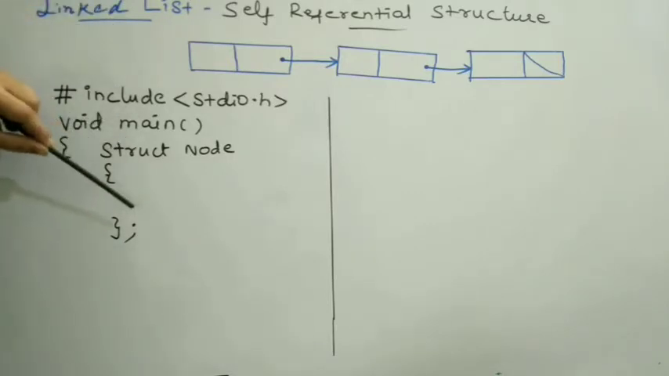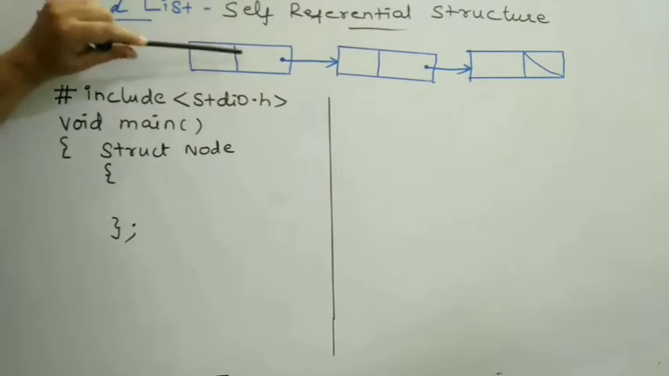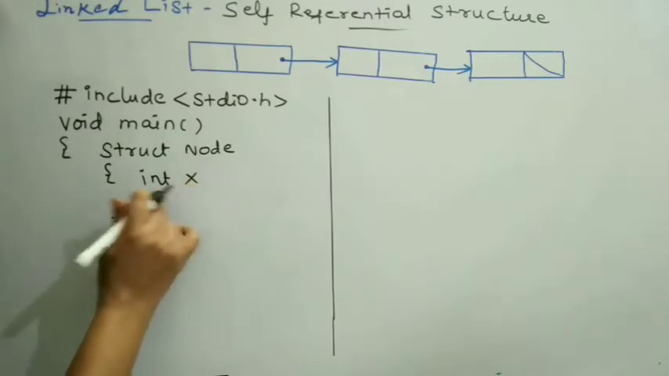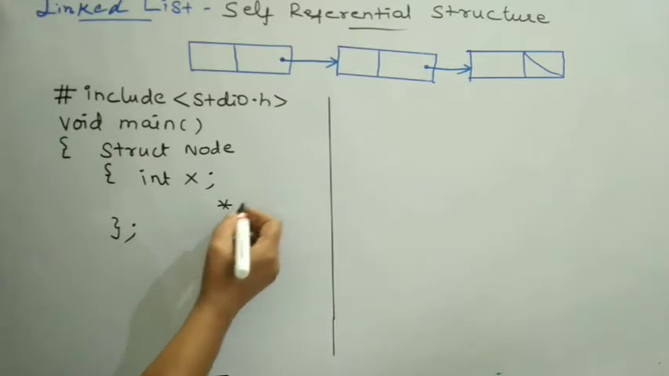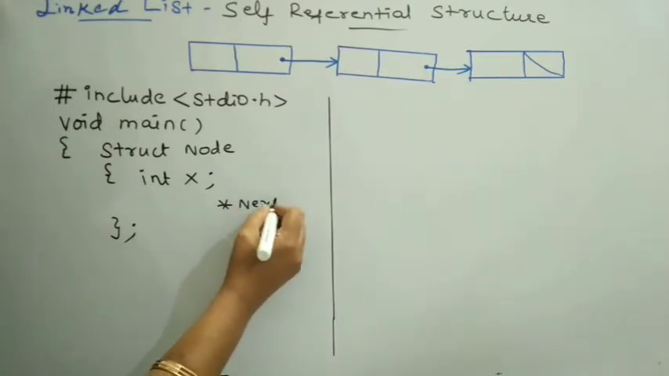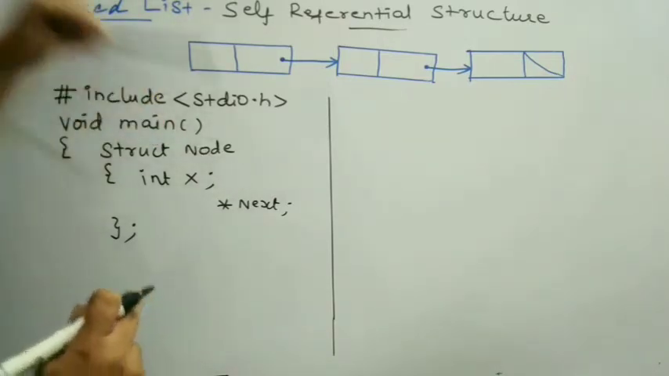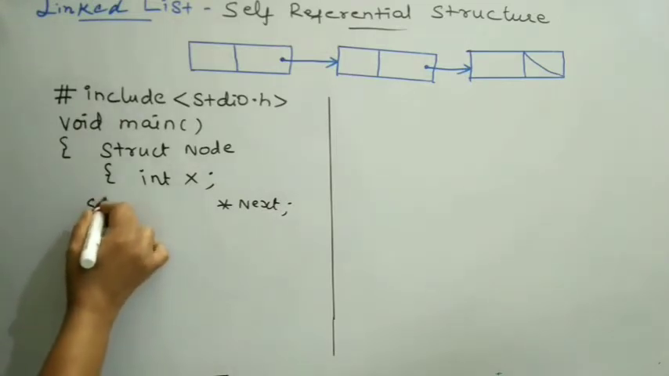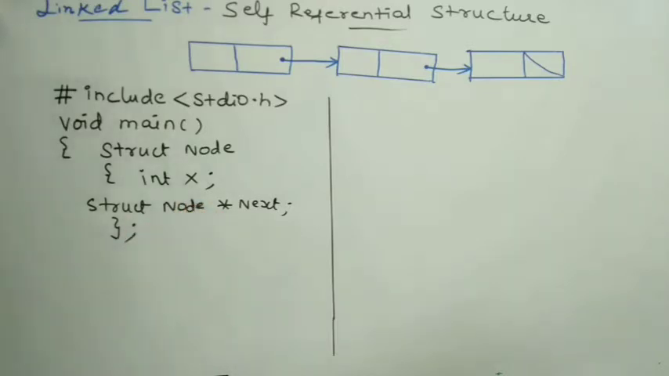In the curly braces, we need to include the data members. The node contains an integer value and a pointer. So I am defining a data member x, which is an integer data value, and then a pointer. The name of my pointer is next. The star specifies that next is a pointer variable. What is next pointing to? It is going to point to the structure node.